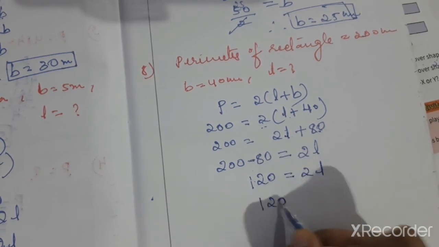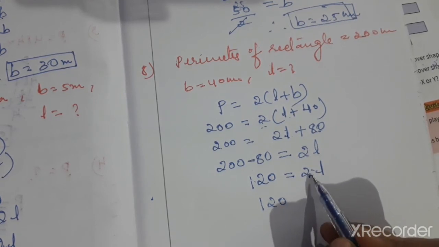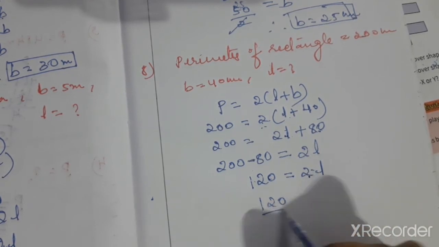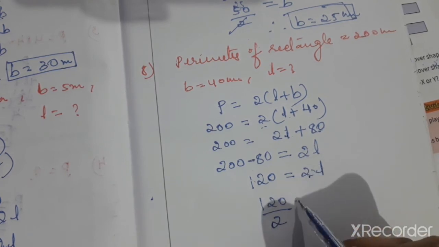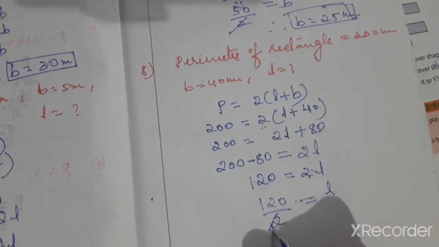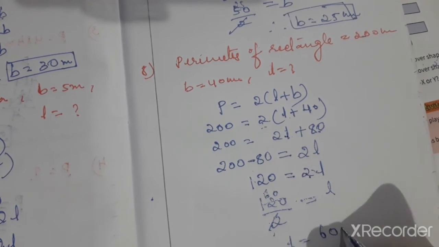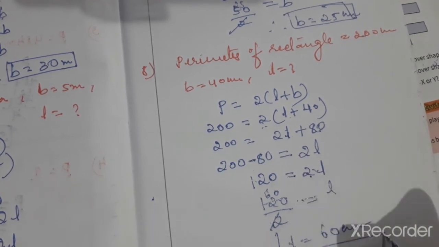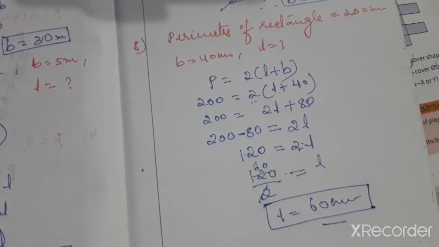So 120, this will become division, denominator, because here the multiplication symbol will become division. So we have to divide. If plus, plus will become minus, minus will become plus. Okay, 2 is already shifted there, so L. 2 ones are 2, 2 sixes are 12. L equals 60 centimeter.